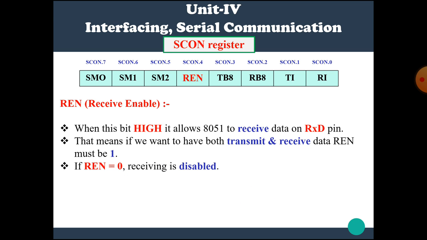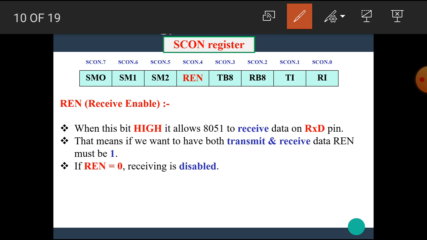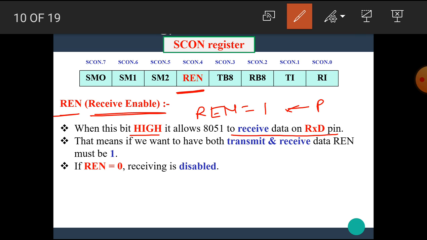Okay. The next bit is REN. REN stands for receive enable. When this bit is high, that means when REN is equal to 1, it allows the 8051 to receive data on the RxD pin. That means when REN is equal to 1, then we can receive the data from the external source through the RxD pin.